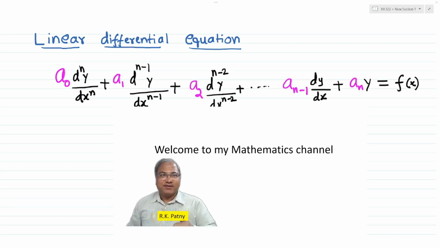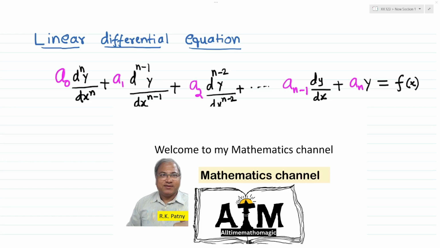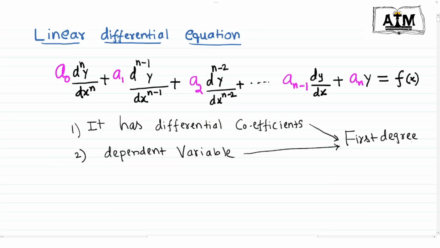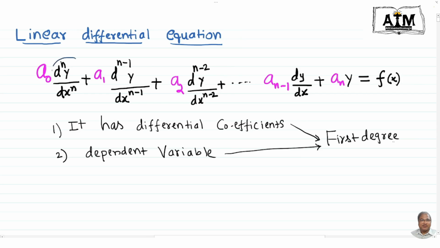It is a linear differential equation. Why do you call this a linear differential equation? Because it has differential coefficients in first degree and dependent variables in first degree. These derivative terms are called differential coefficients, and all these differential coefficients are in first degree.